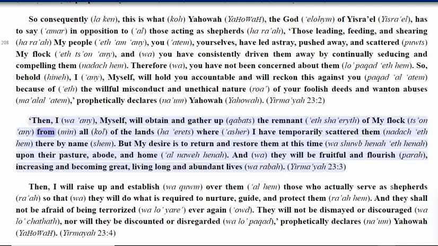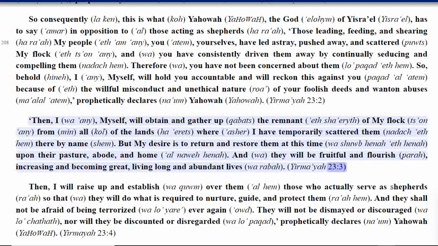from all of the lands, Ha Eres, where, Asher, I have temporarily scattered them, Nadak Ethem, there by name, Shem. But my desire is to return and restore them at this time, Washu Hena Ethena, upon their pasture, abode, and home, Al Nor Hena. And, Wah, they will be fruitful and flourish, Para, increasing and becoming great, living long and abundant lives, Wah Rabah.